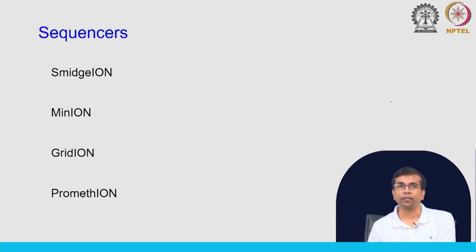So these are some of the sequencers that are available. These are based on different throughput levels, but the principle of sequencing is the same. The first one is called SmidgION. It's a very small sequencer. You can connect it to your smartphone, do the sequencing, and get the data on your smartphone. And then you have these sorted according to the throughput: you have MinION, you have GridION and PromethION.